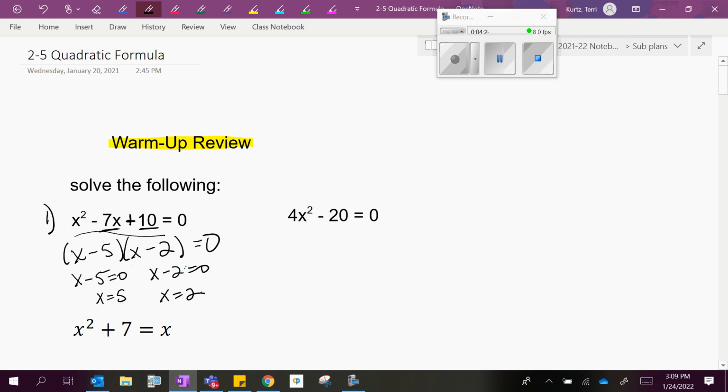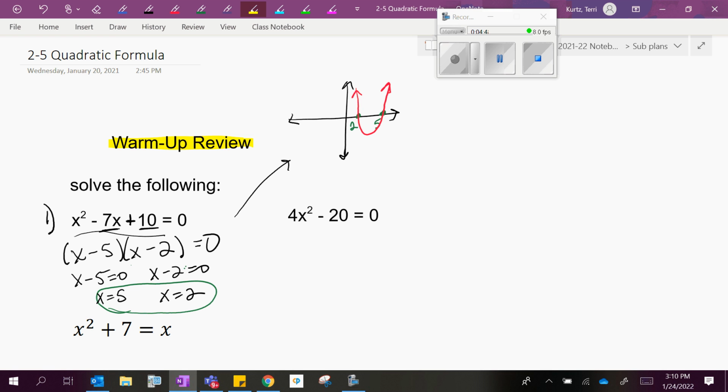If you remember from the first day we started solving, we're not graphing, but just to relate this to the graph, what this means is that we have a parabola crossing the x-axis at 2 and at 5. If we wanted to sketch a graph, we could, and we would know that the solutions are where the graph is crossing. I'll get back to that in a second. Let's look at this one.